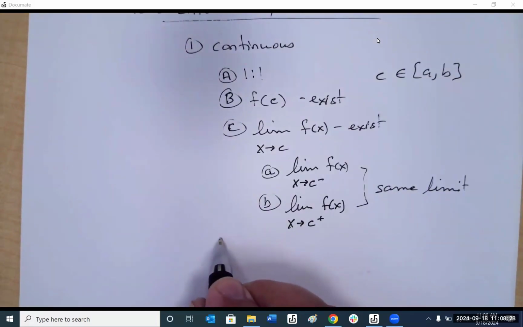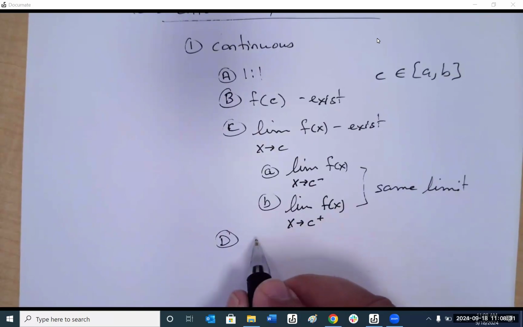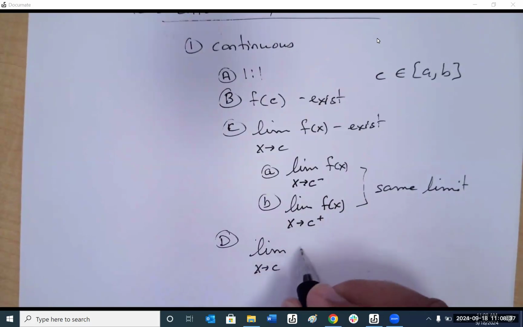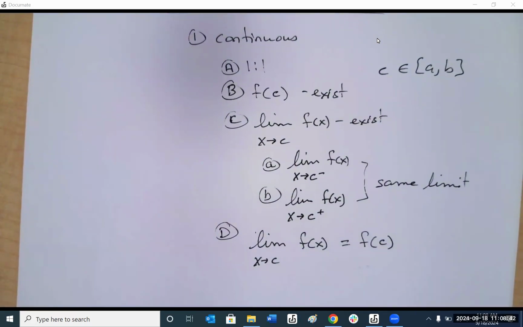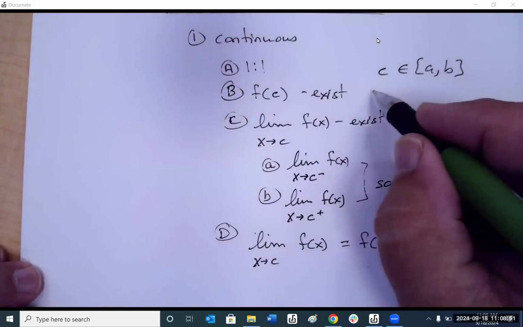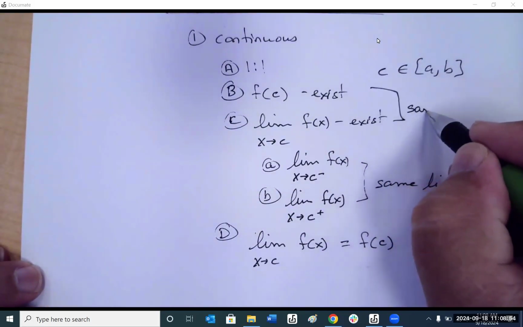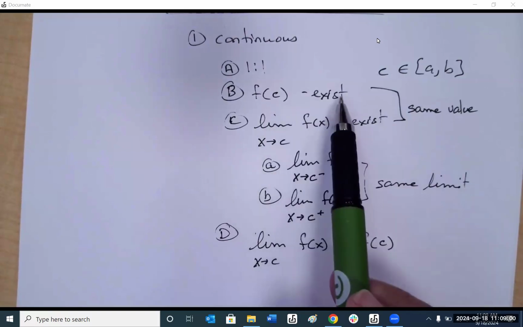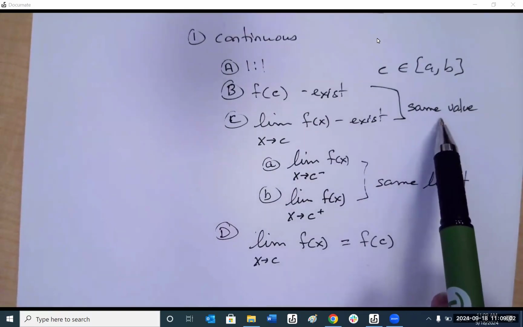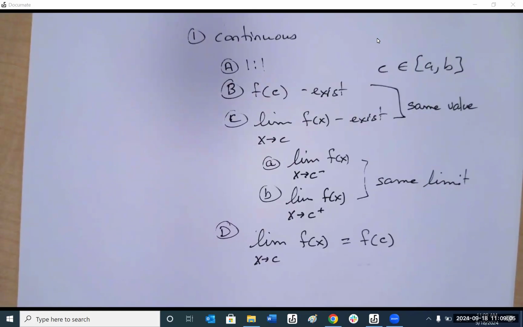The last part of continuity says that the limit as x approaches c of the function has to equal the value at x of c, f of c. In other words, f of c has to exist, the limit has to exist, they have to be the same value. That's what this last part tells us. So that's continuity.